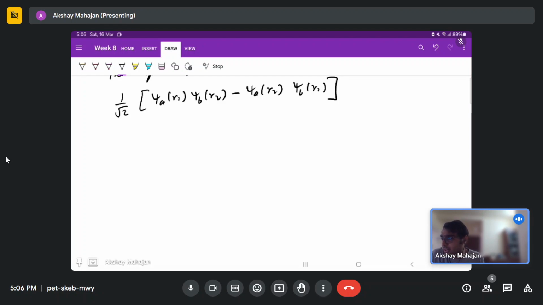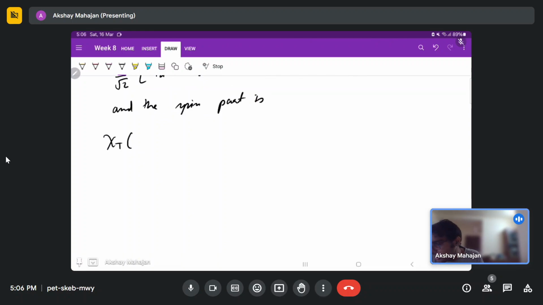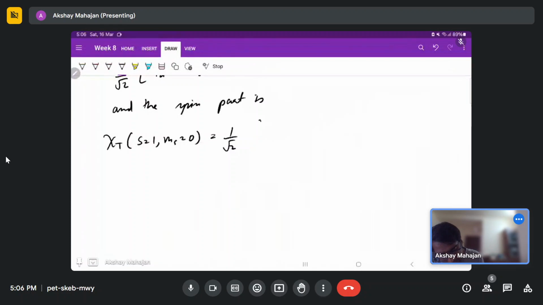And the spin part: we are given capital S equals 1 and MS equals 0. So it will be 1 by root 2. It means one will be the up-down plus down-up combination.